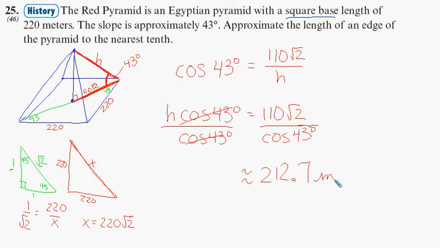So approximate the length of an edge of the pyramid to the nearest tenth. That was one of these edges. I think the critical thing to recognize with this one is that you needed to know that there's actually a right triangle sitting right here. This right here formed the right triangle. And that's a little harder to see, especially if you don't have a three-dimensional object.